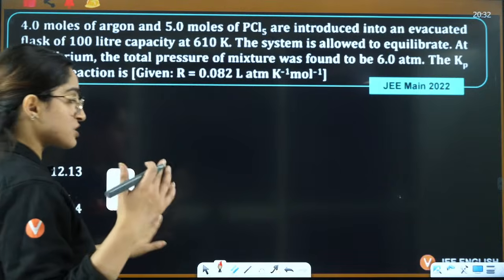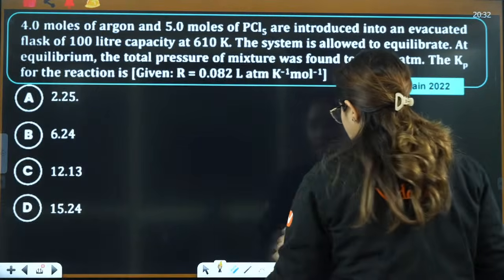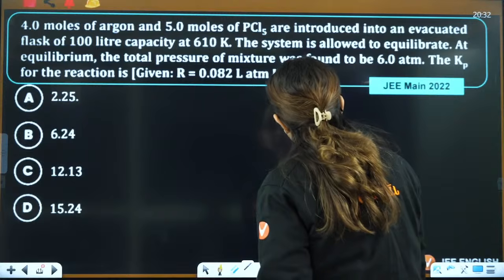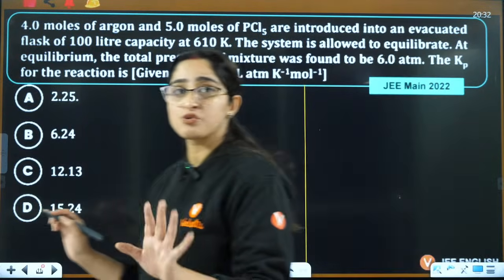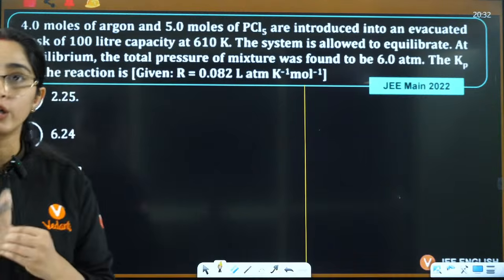So why I'm telling you this again and again, how to do this, is because in degree of dissociation, students make a lot of mistakes. That's why firstly I am showing you the questions where I am not taking degree of dissociation here. In degree of dissociation, we follow a different concept.